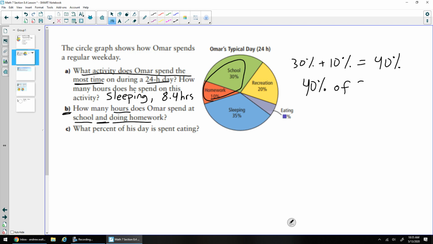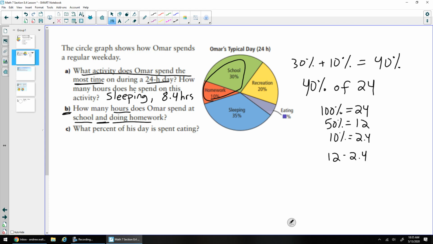I'm just going to quickly review doing this mentally. Some of you might remember doing this. If we were finding 100% of 24, well, 100% of 24 would be 24. 50% of 24 would be half of that, so that'd be 12. What about 10%? Well, 10% would be 100% divided by 10. 24 divided by 10 is 2.4. And then 50% minus 10% would be 40%.